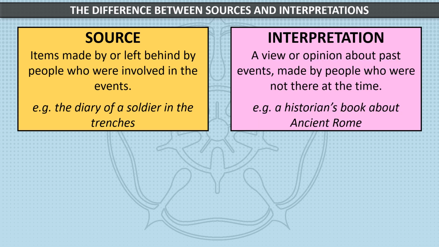An interpretation is not the same. An interpretation is someone's view or opinion about the past. It was made by someone who was not there at the time and did not take part in the events. For example, a historian might write a book about ancient Rome, or a movie director might make a film showing his view of the trenches, like the film War Horse.